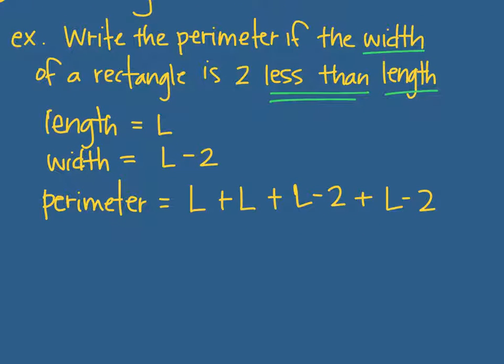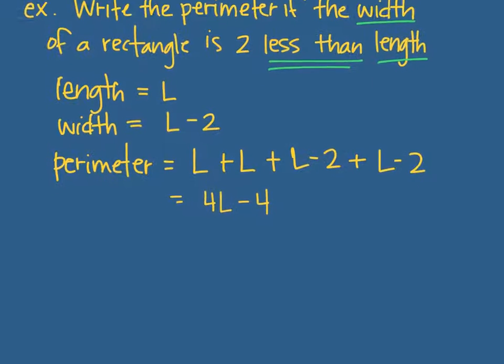And so you look, oh, I've got common terms. I have a bunch of things added up. How many L's are there all together? Count them up. How many? 4 L's, okay, all together, and then minus 2 and minus 2, which would be minus 4. So that would be how to write that expression. But notice I didn't start with perimeter. I started with length and width and then finished with perimeter.